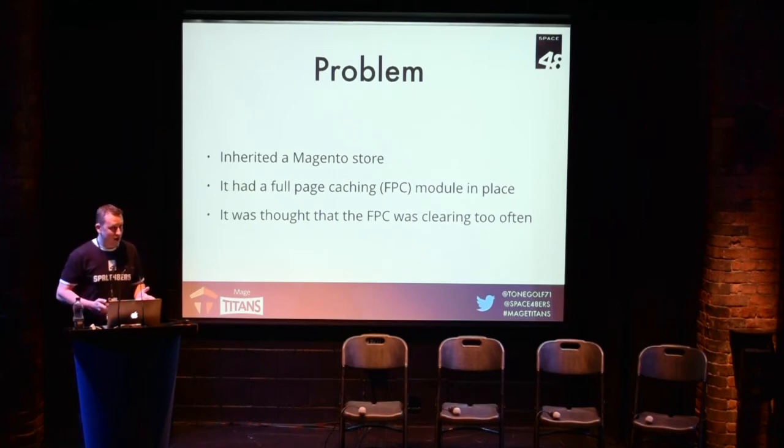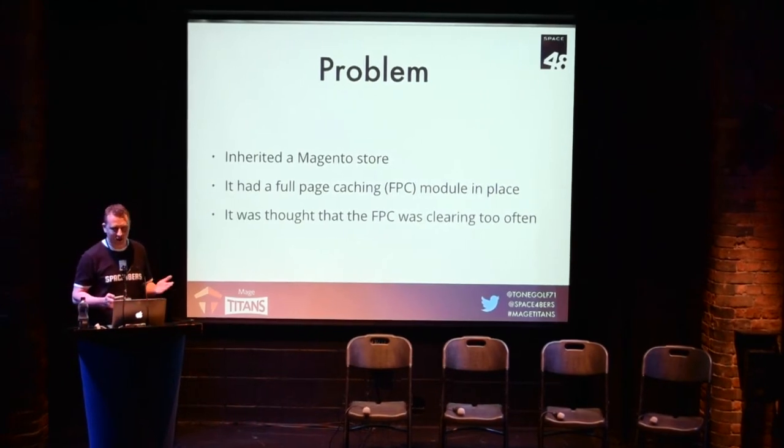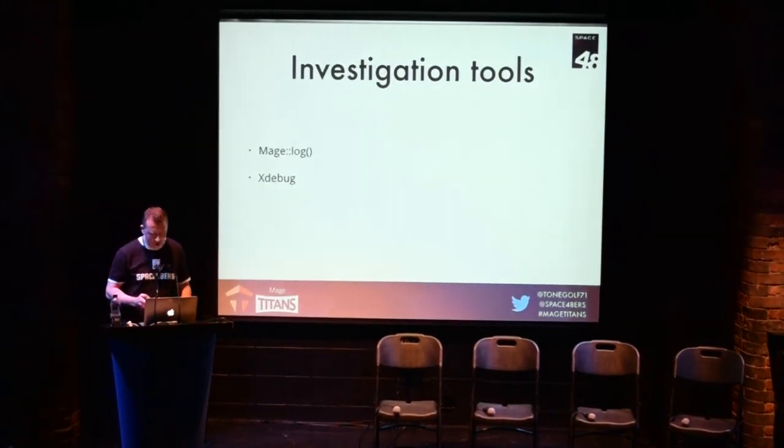So the problem that I want to talk to you about today is a store that we inherited. It had a full page caching module on there. That module was built on top of Magento's cache, so it was storing in the Magento cache backend that was specified. And the feedback we'd had through was that it was just not holding the cache values. It was dropping consistently throughout the day. Now we've heard today, caching doesn't equal performance, but if your caching isn't working as it should, then it warrants attention.